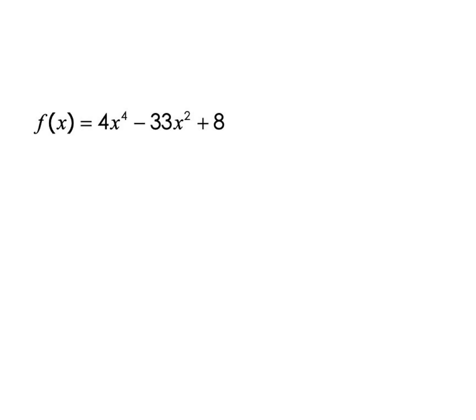All right, so here we have 4x to the fourth power minus 33x squared plus 8 equals f of x. So we're going to multiply 4 and 8 together, and that's 32x to the fourth. So we need two numbers that multiply to 32 and add to -33. So that's going to be -32 and -1.